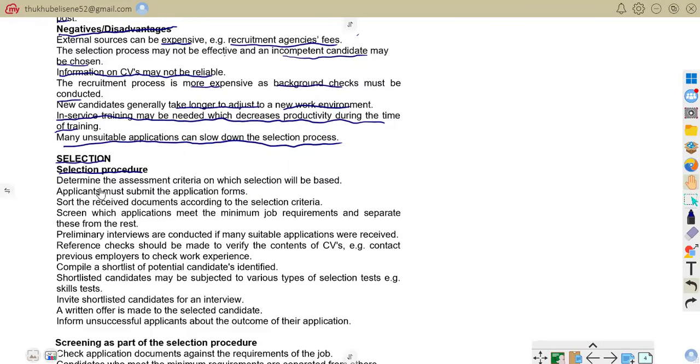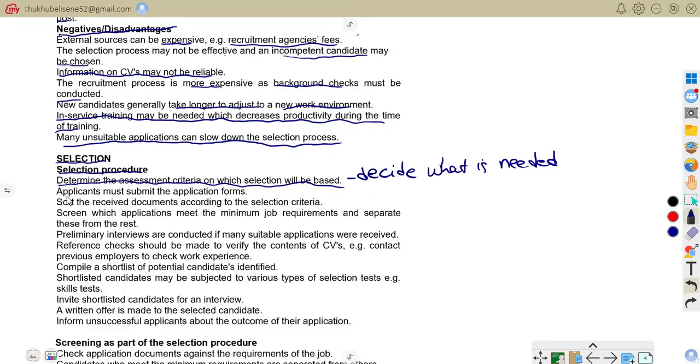Selection procedure. With the selection procedure, it says determine the assessment criteria on which selection will be based. Determine what? The selection criteria. That is whereby you're going to decide what is needed. For example, the candidate must have a diploma in HR. So that is that. You determine the assessment criteria.